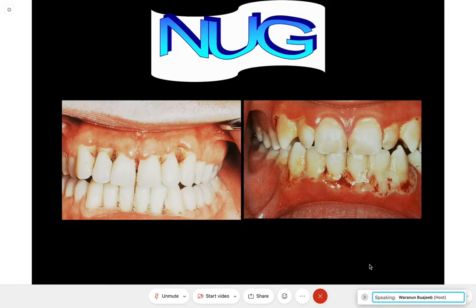This is an example of NUG. You can see destruction of the IDP and already involved marginal gingiva. It's not necessary that all areas of the gingiva are affected by NUG. Maybe this is still normal, see? And this is quite early ulceration, a crater-like lesion at the IDP. Here and also here, IDP and marginal gingiva. You can see down here ulceration with bleeding already.